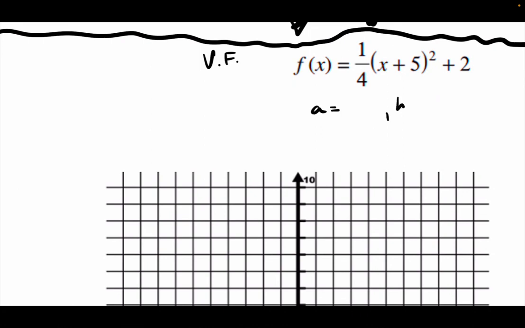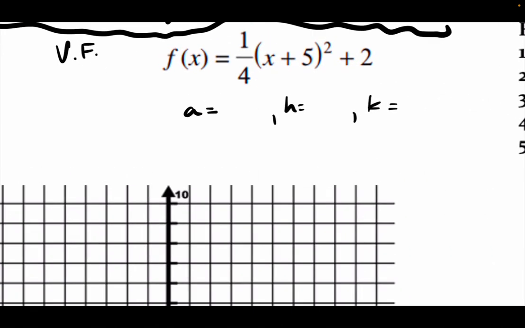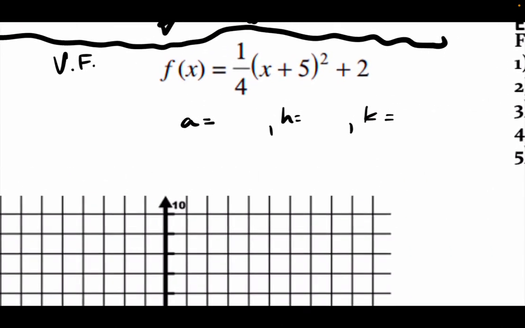A, H, okay. So what's A? 1/4, right? Is that a positive number or a negative number? Positive. It's close to 0, but it's positive, so it's still going to be arrows up. H is a liar, so instead of +5, it's actually -5. K tells the truth, so +2.